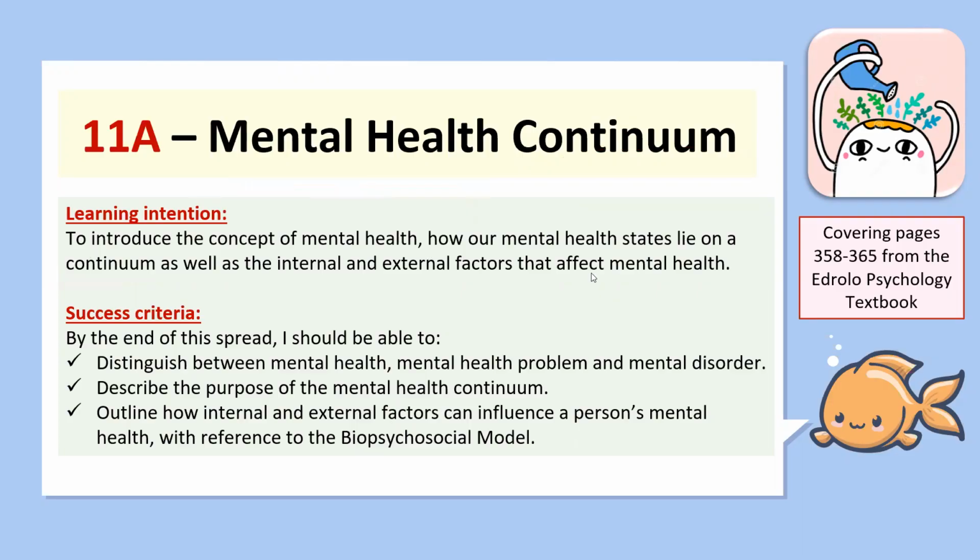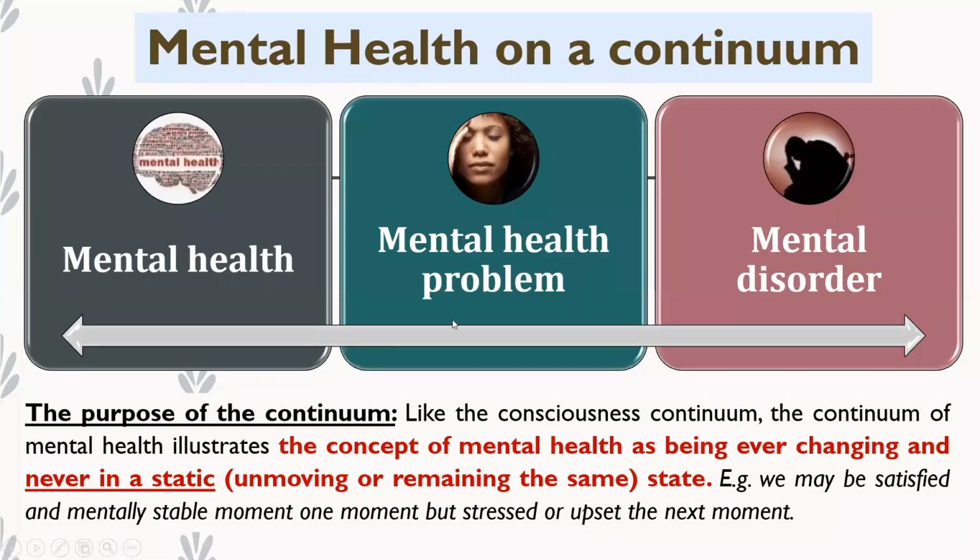So when we look at mental health as a continuum, this is what the continuum looks like. It's not as long as the consciousness continuum that we looked at in chapter 8, but it's still a continuum. It's got mental health on one extreme, and then mental disorder, also known as mental illness in some resources, on the other extreme. Right in the middle, you've got mental health problem. Mental health problems are not as severe as a mental disorder, but they're not exactly the picture of good mental health either. They're right in between.